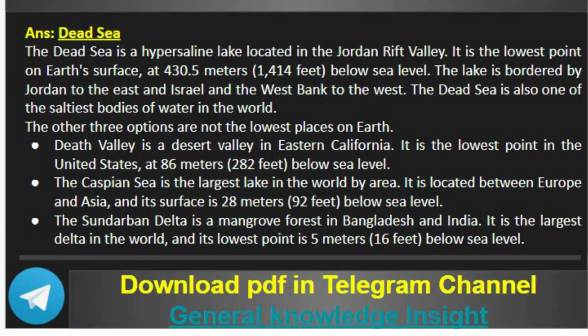The other three options are not the lowest place on Earth. Why? Because Death Valley is a desert valley in eastern California. It is the lowest point in the United States at 86 meters, 282 feet below sea level. And the second one, the Caspian Sea, is the largest lake in the world by area. It is located between Europe and Asia, and its surface is 28 meters, 92 feet below sea level. And the third one, the Sundarban Delta, is a mangrove forest in Bangladesh and India. It is the largest delta in the world, and its lowest point is 5 meters, 16 feet below sea level.